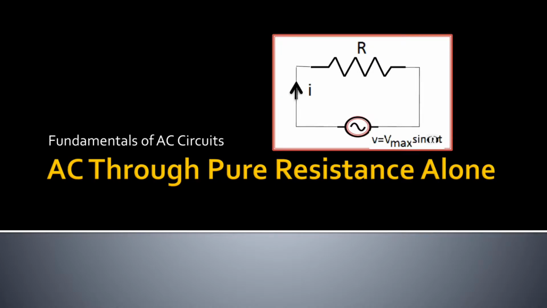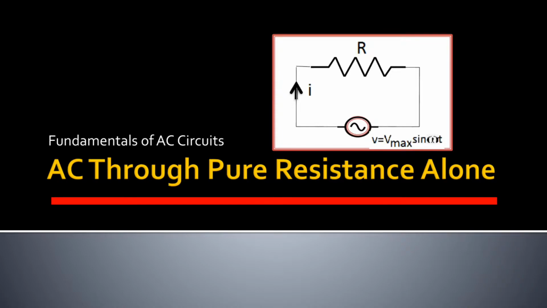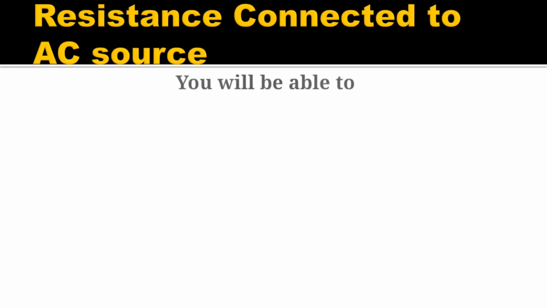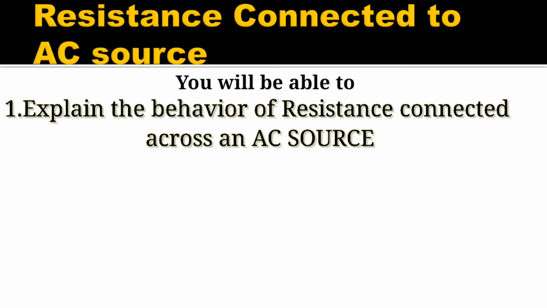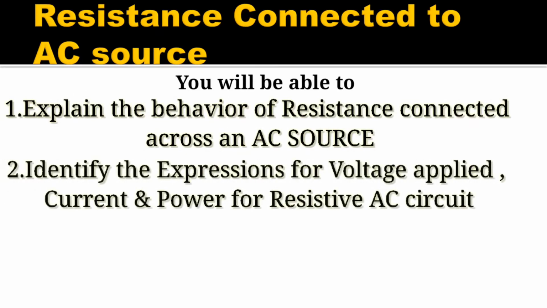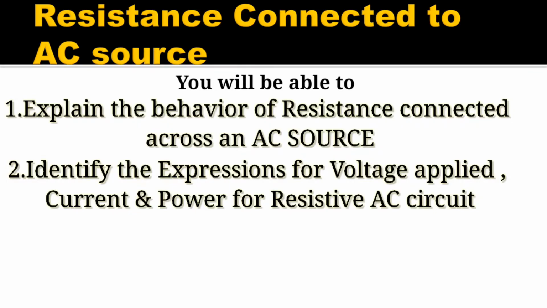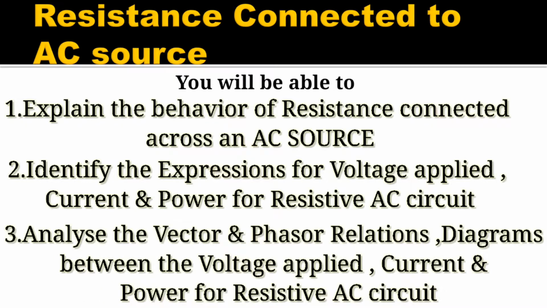In this unit, I would like to give you a complete behavior of resistance connected to an AC source. It is called AC through pure resistance alone. At the end of this video, you will be able to explain the behavior of resistance connected across an AC source, identify the expressions for voltage applied, current, and power for a resistive AC circuit, and analyze the vector and phasor relations between the voltage, current and power for a resistive AC circuit.